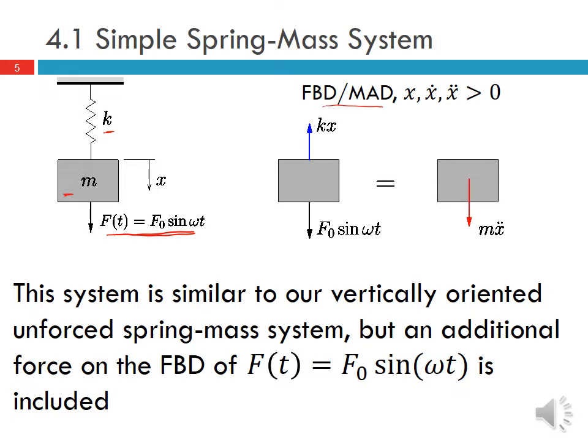So we've got our acceleration, mx double dot, and then the forces acting on the system, we have this applied force, f naught sine omega t, as well as the force in the spring, which is kx. So this is similar to our vertically oriented unforced spring mass system, but an additional force on the free body diagram is included. So this forcing function, f naught sine omega t.